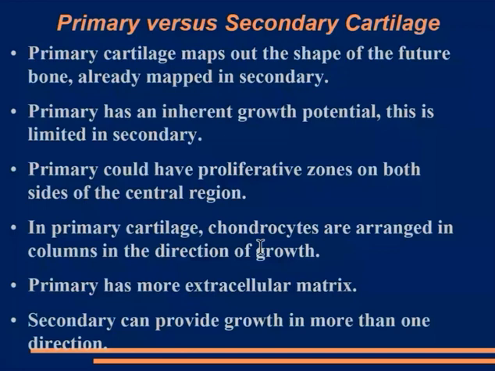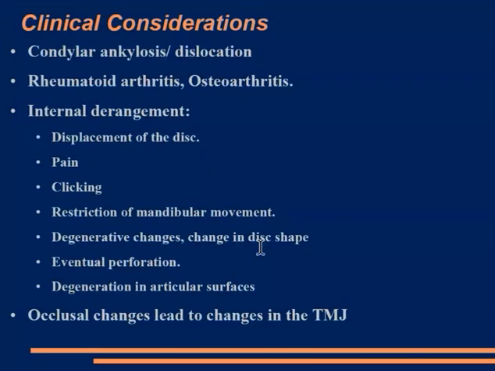For clinical considerations, we have multifactorial disorders of the temporomandibular joint. Most conditions involve ankylosis of the condyle, dislocation of the condyle, or displacement before and then dislocation. This is during the movement of the TMJ. We can also have inflammatory and degenerative conditions such as rheumatoid arthritis and osteoarthritis.